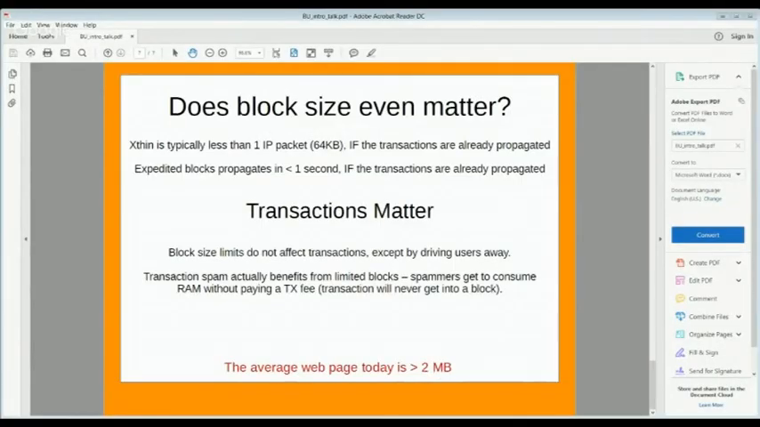Yeah, well, it's a good question, and Xthin is already in the XT client. Hey, wait, Andrew, you got to turn your camera back on so we can see you talking. So Xthin has already been merged into the XT client and released, and actually it was merged into Classic like last week. I was working with Tom Zander on that.